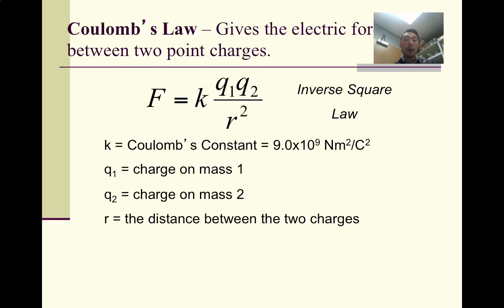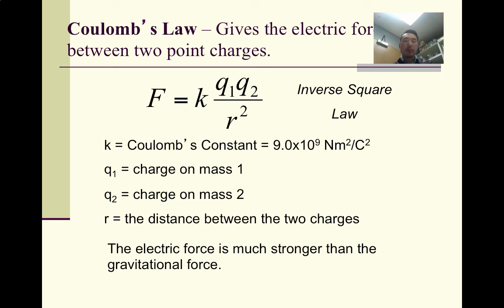And this looks a lot like the universal law of gravitation, except instead of a K, we had a capital G, and instead of Q's, we had M's for masses. With that reference, you need to know that the electrical force is much stronger than the gravitational force. That's why when you rub a balloon on your hair and stick it on the wall, it doesn't fall, because gravity is actually a really weak force compared to the electrical force.